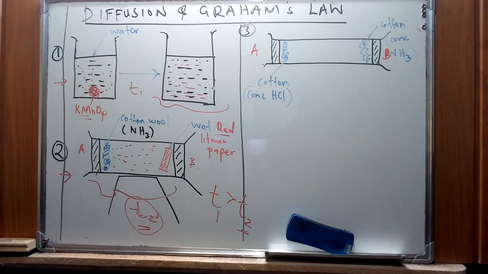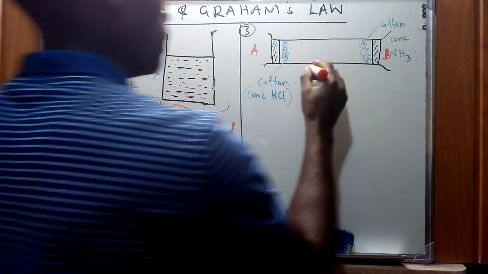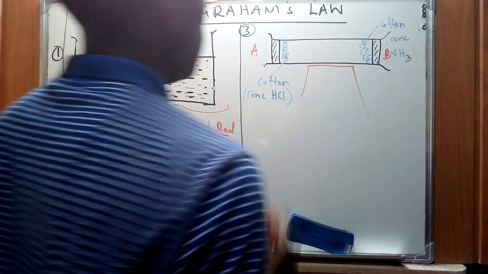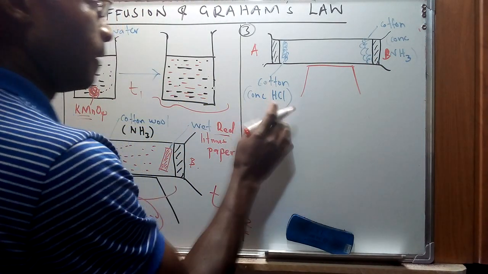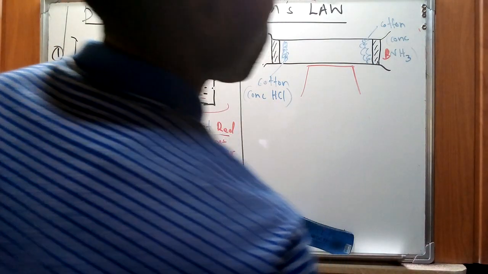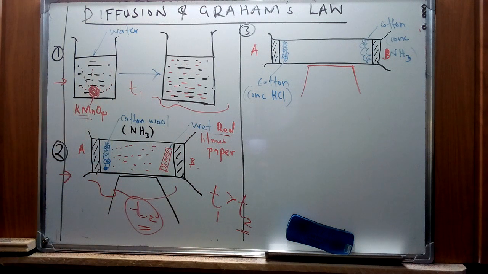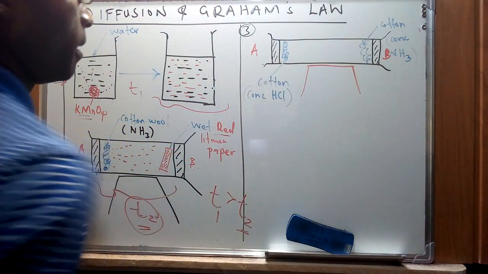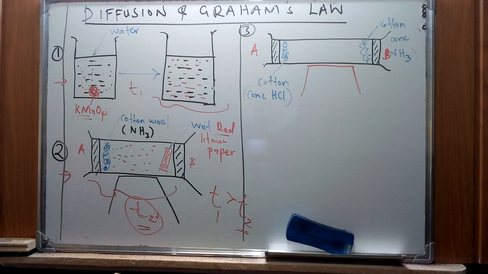Now in our third setup, we have a combustion tube that has cotton that has been soaked in concentrated hydrochloric acid, and this is a cotton that has been soaked in concentrated ammonia. Now I've referred to both as A and B, and in this case we're going to see that this particular setup is going to assist us in trying to find some of the aspects we can compare in looking at the diffusion of gases.